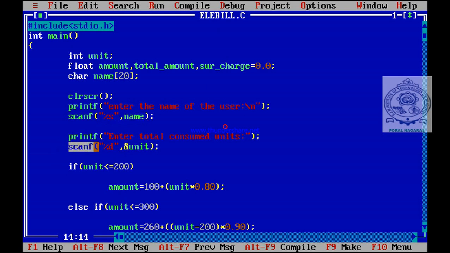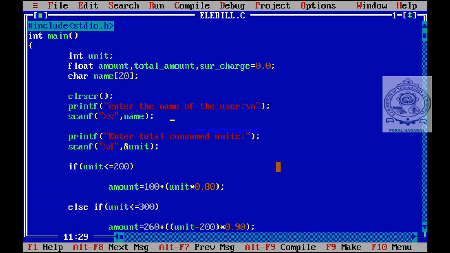Whereas here, in this one, we have percentage d and ampersand unit. Unit is an integer, whereas name is an array. That's why here ampersand is not used, whereas here ampersand is used. And an array of characters is called a string. What is the format character we are using here? Percentage s. This is one more point you have to observe: scanf percentage s, it is not percentage d or percentage f. So two inputs, name and unit.